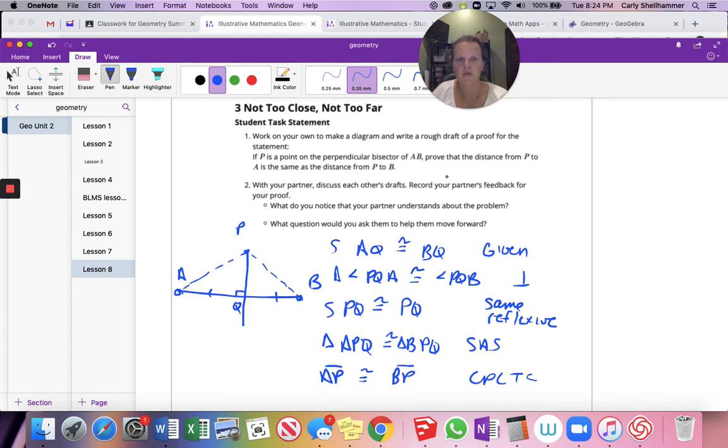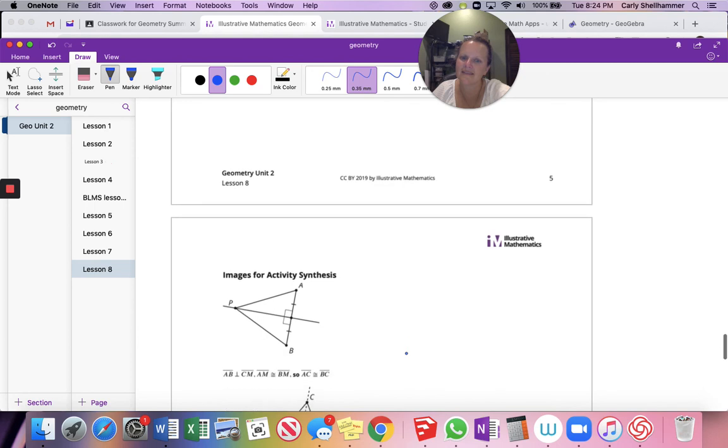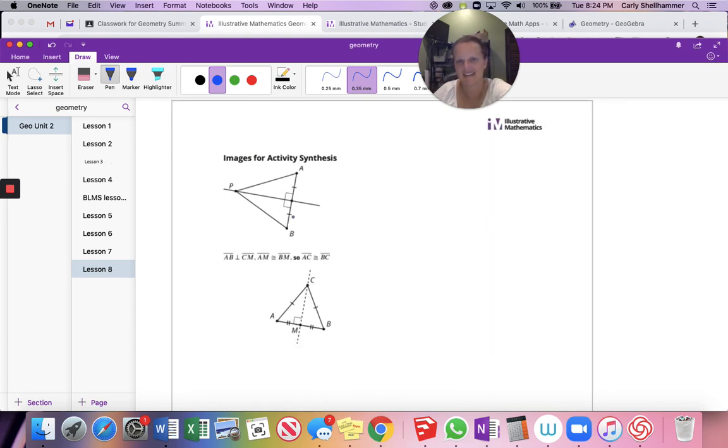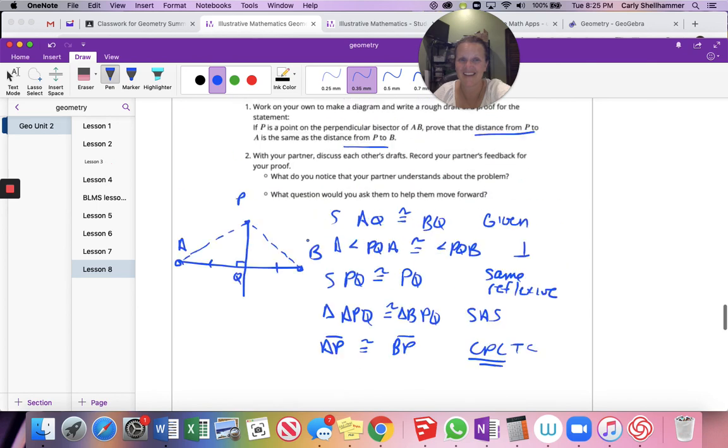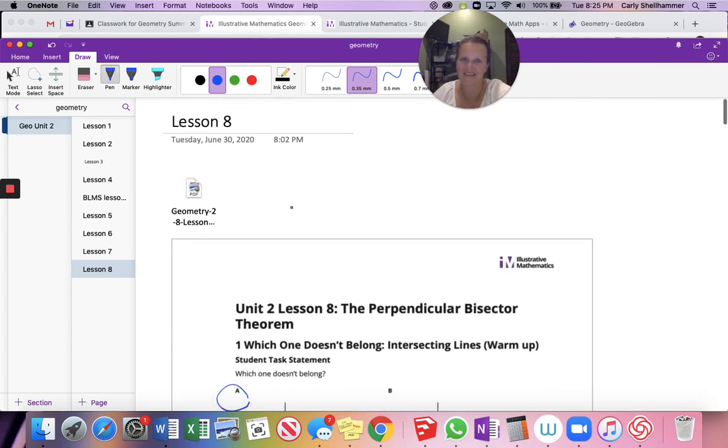Okay, so we just did it. It said prove the distance from P to A is the same as P to B, and we did that using CPCTC. That was a little bit easier, not gonna lie. And that's really what we did here, except I labeled that Q. Cool. That's it. Another tough lesson, but so important. Proud of you.